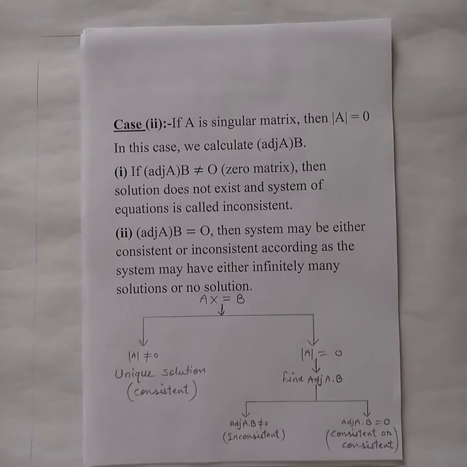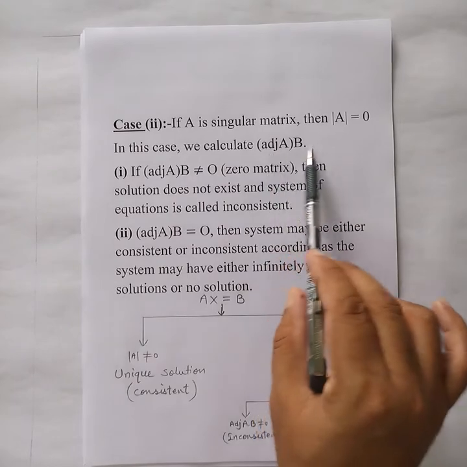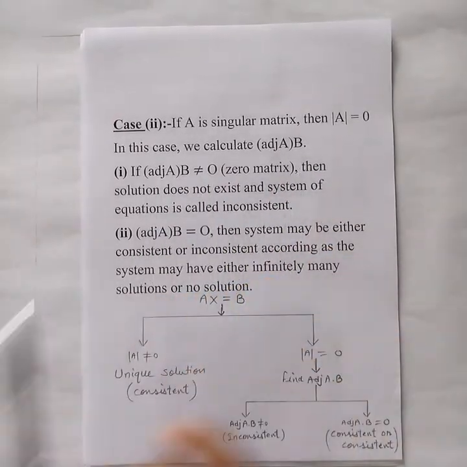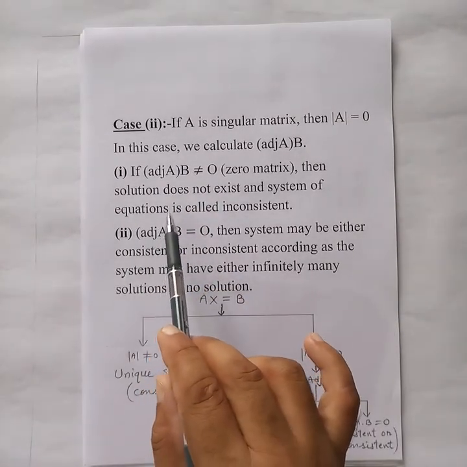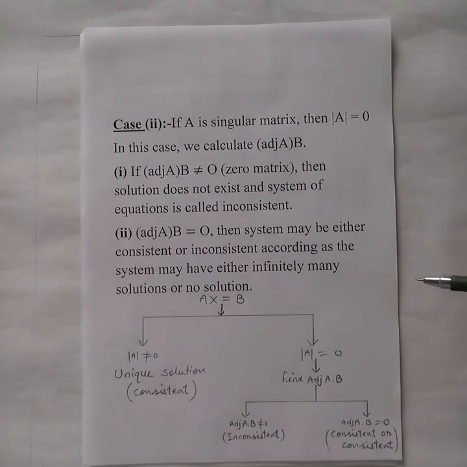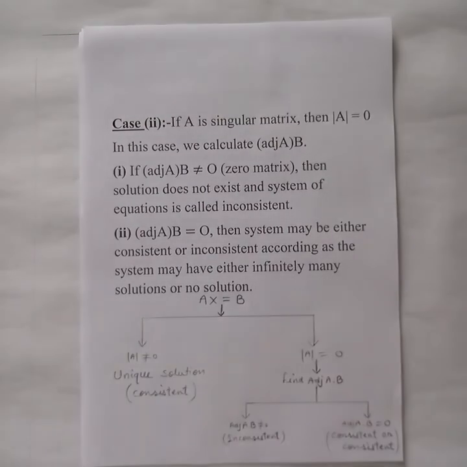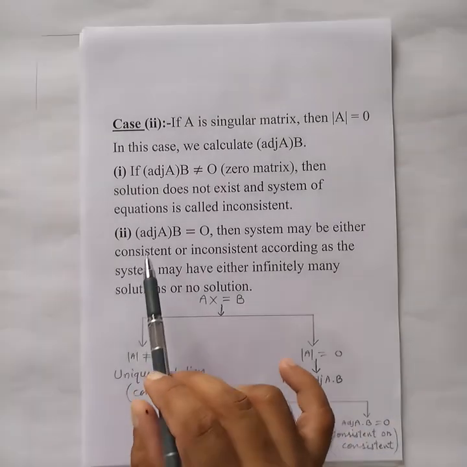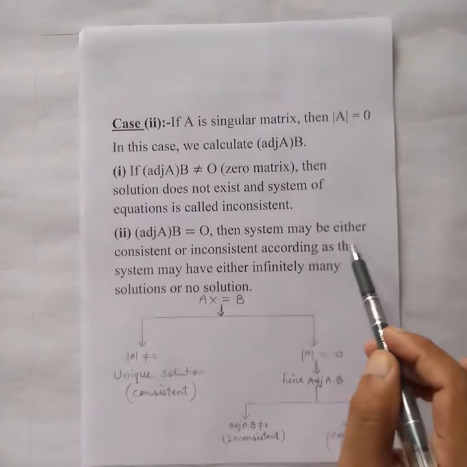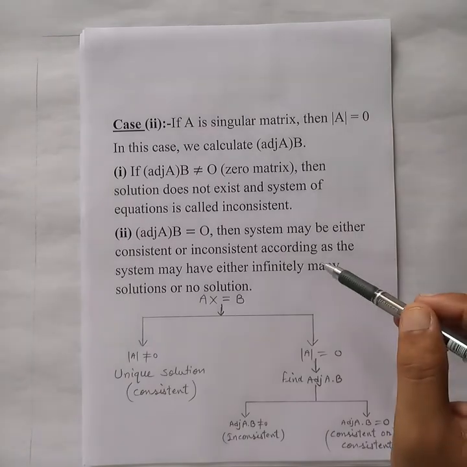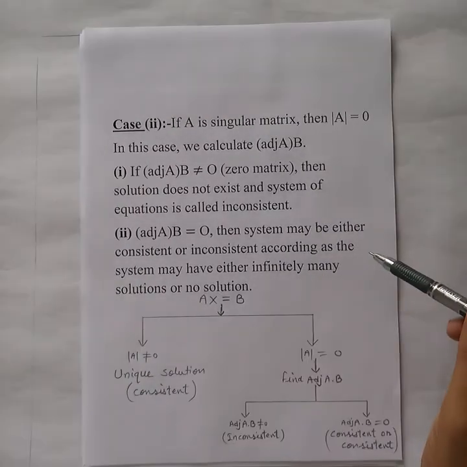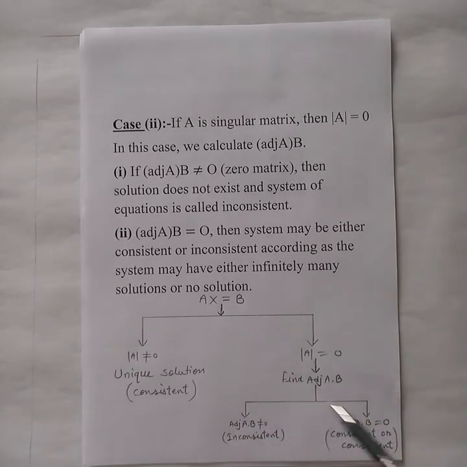Case 2: if the determinant of this matrix is 0, in this case we calculate adjoint A into B. Again, two cases arise from here. If adjoint A into B is not equal to 0, then no solution exists for this system of equations and it is inconsistent. Second case: if adjoint A into B is 0, then the system may be either consistent or inconsistent. Accordingly, the system may have either infinitely many solutions or no solutions. So we can summarize both cases in this chart.